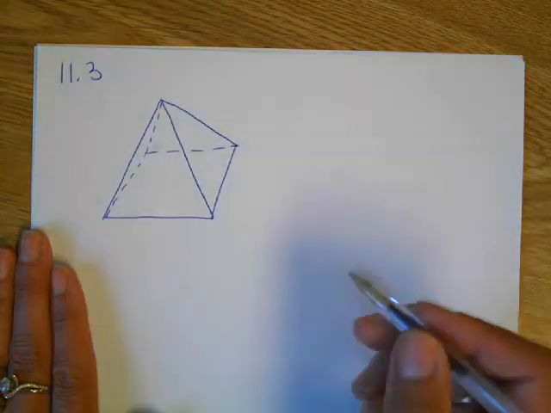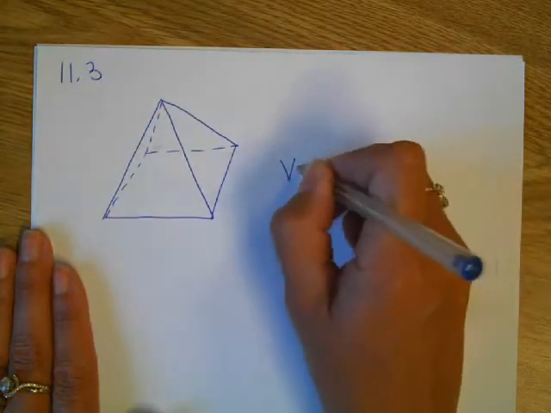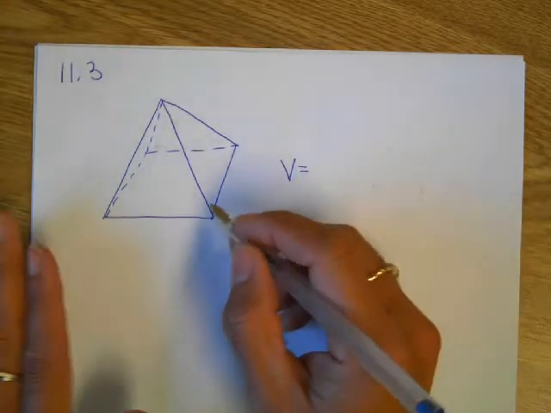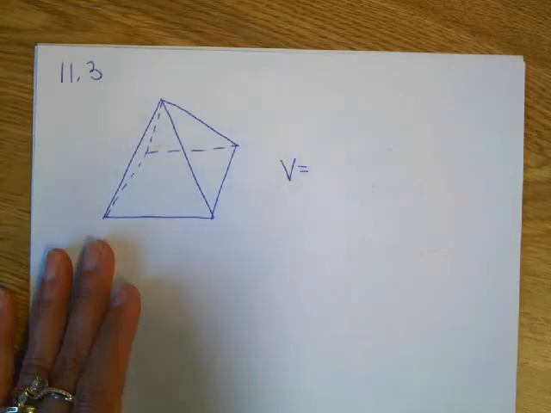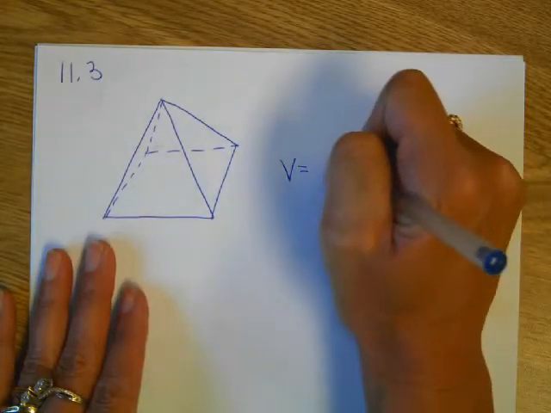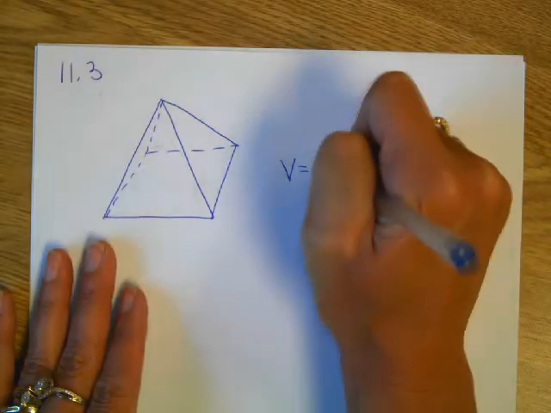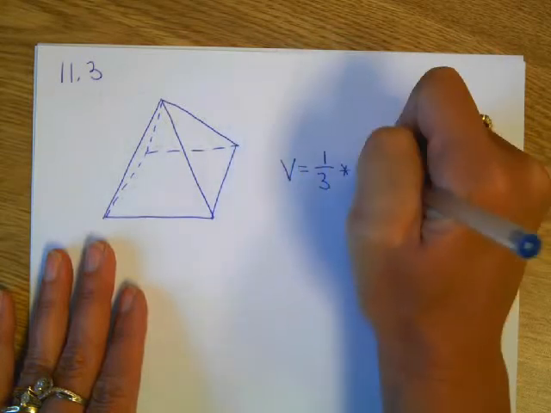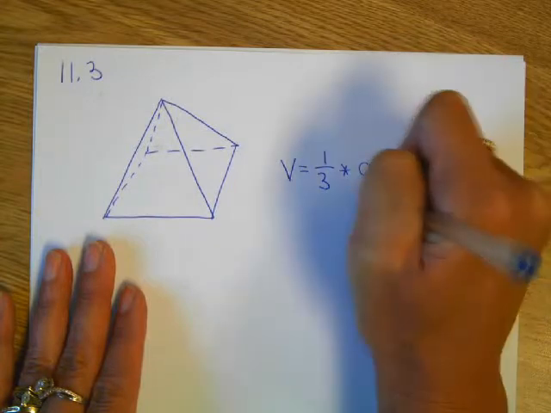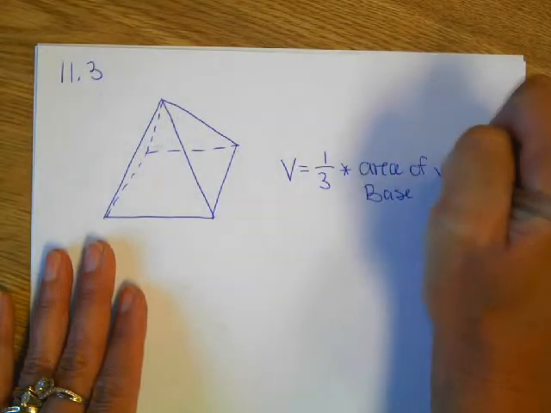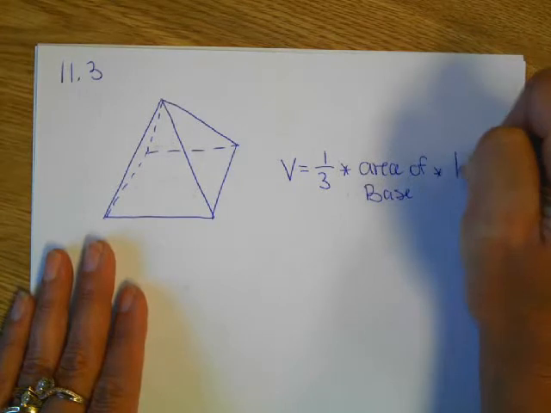Okay. For volume, remember a prism was the area of the base times the height of the prism. For pyramids, it's very similar. It's 1/3 multiplied by the area of the base multiplied by the height of the pyramid.